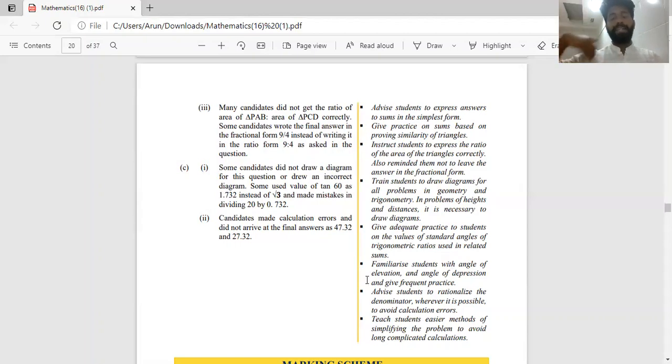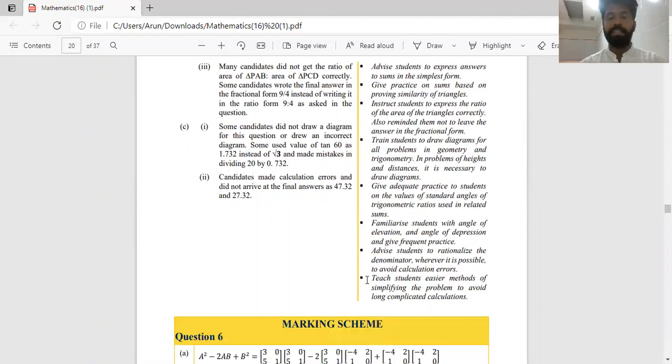You have to familiarize yourself with the angle of elevation and angle of depression. If the object is above the line of sight, it is the angle of elevation. If the object is below the line of sight, it is the angle of depression. If the denominator is irrational, you have to rationalize it. And you also have to ensure that you are not making any calculation mistakes and that you write your final answer in statement form. These are the few things you need to keep in mind for heights and distances.